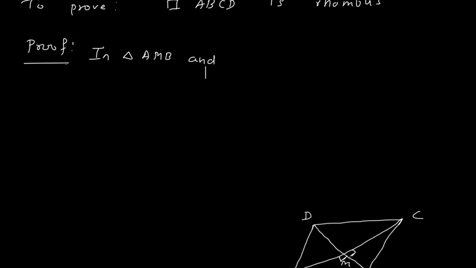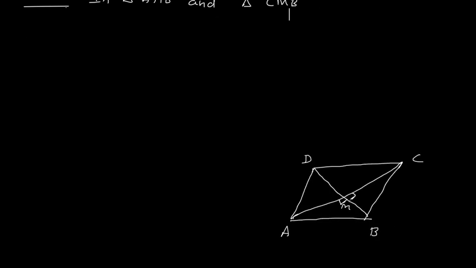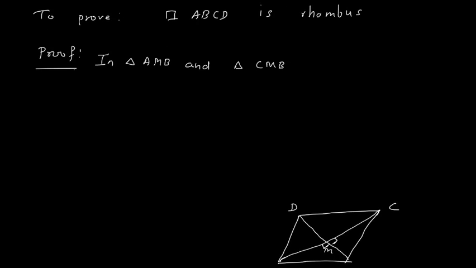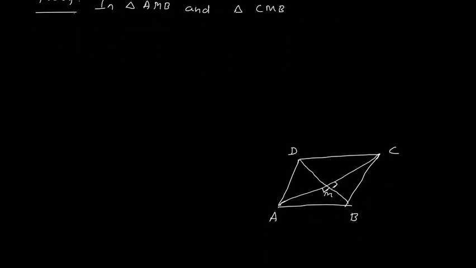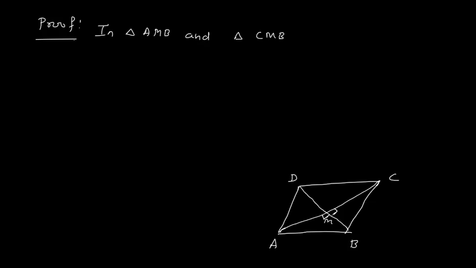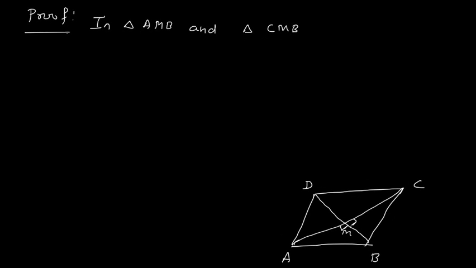I will say that in triangle AMB, now correspondence you have to maintain, na? In triangle AMB and triangle CMB, I take these two triangles. In these two triangles, we have AM.